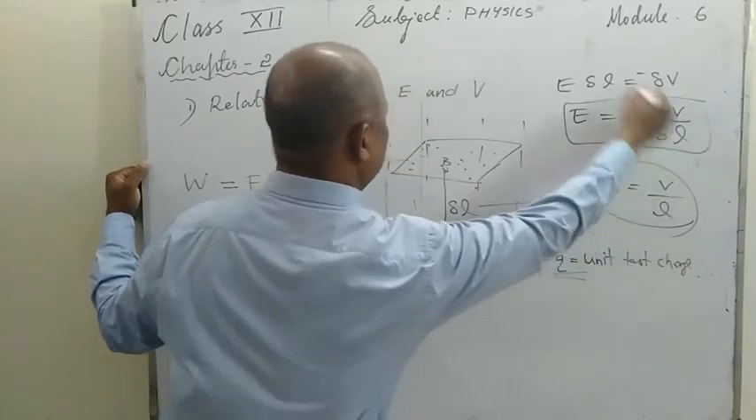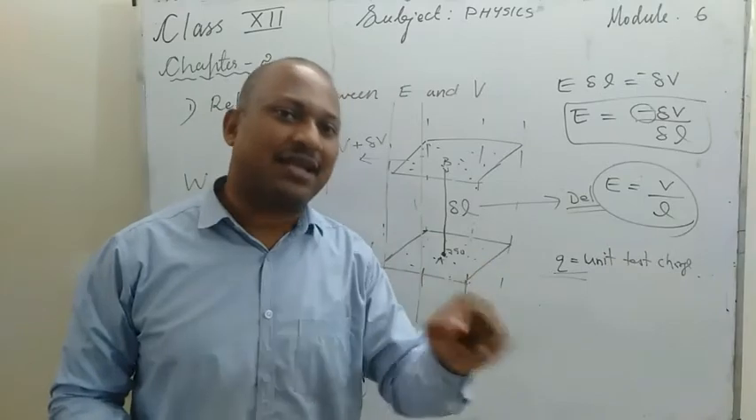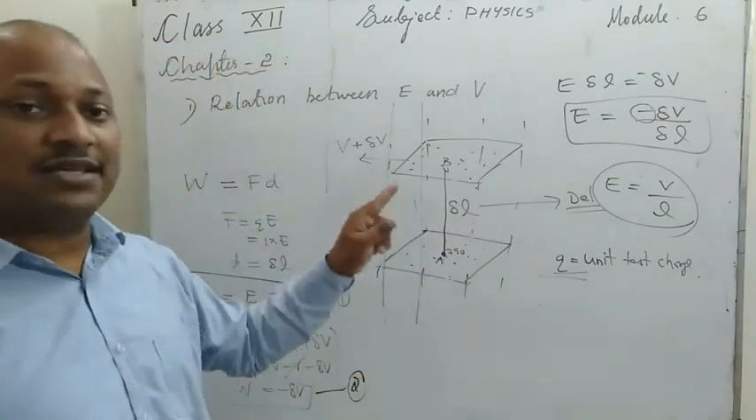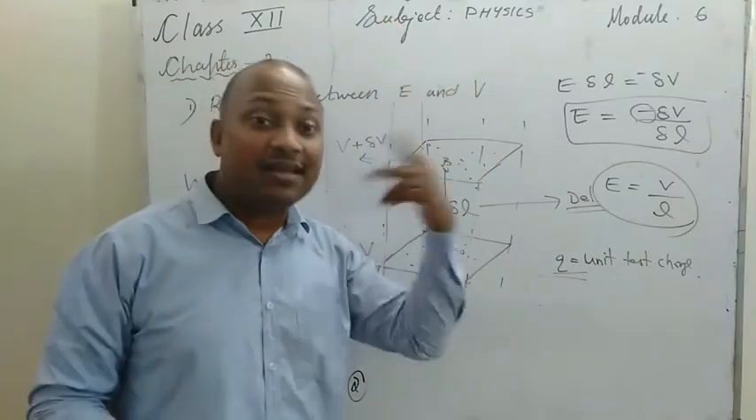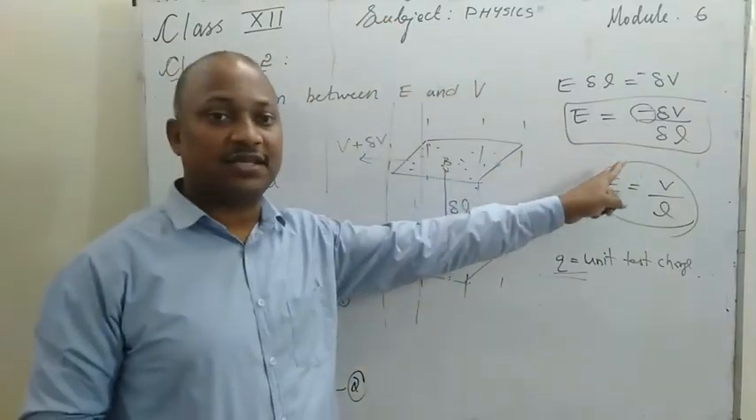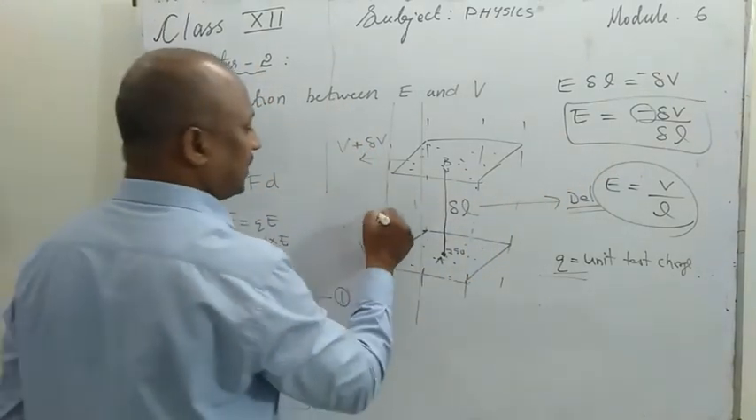And this minus indicates that, because electric field is a vector quantity, the minus has something to do with direction only. So the minus indicates that the electric field is in the direction of decreasing potential. So here in this case, electric field must be in this direction.